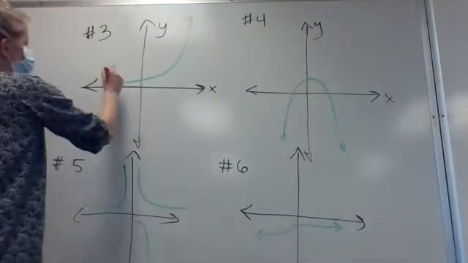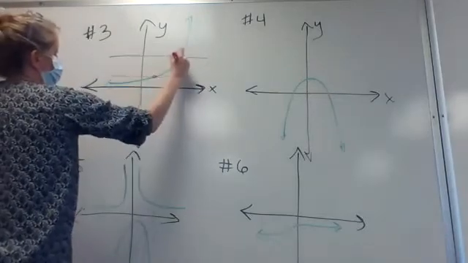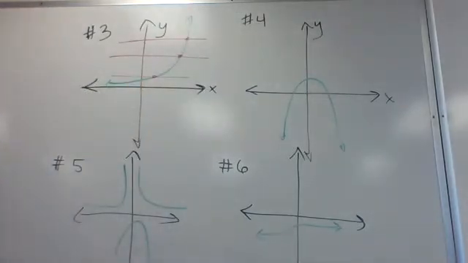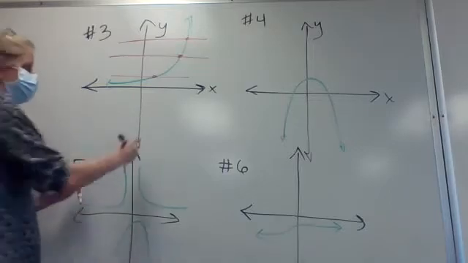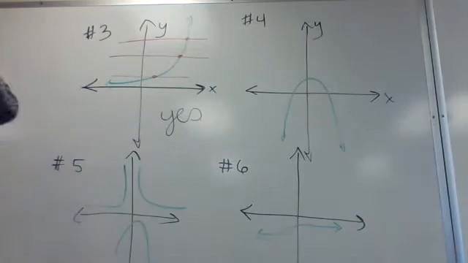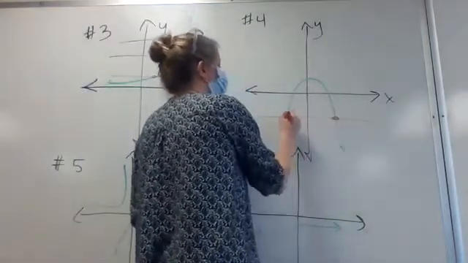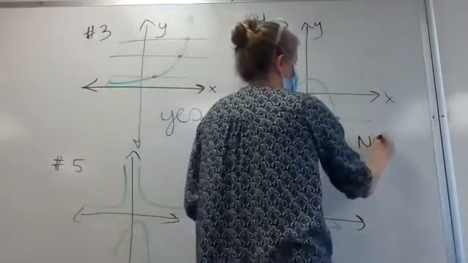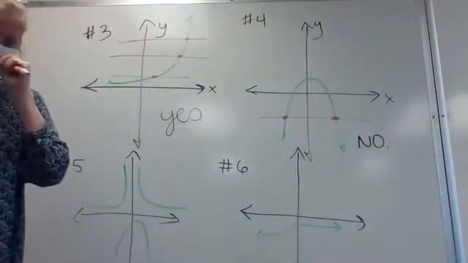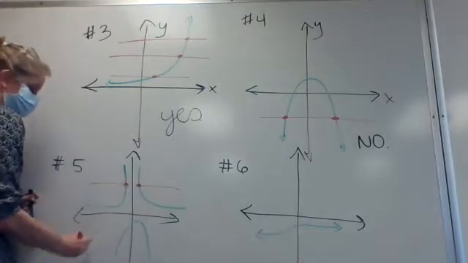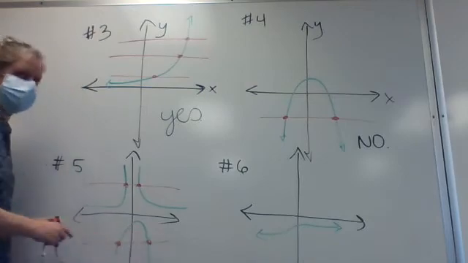So on number 3, it makes no difference where I draw a horizontal line. How many times am I going to touch this? That's an exponential function. Only once, right? Doesn't matter where you put that horizontal line. It's only going to touch the graph once. So yes, that one is 1-to-1. But what about this one? How many times are you going to touch it here? Twice, which means it is not 1-to-1. This one, there, twice, there's twice, no.